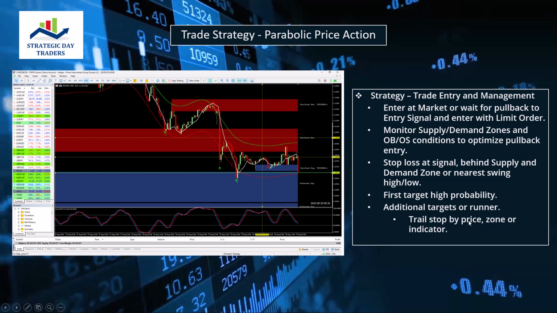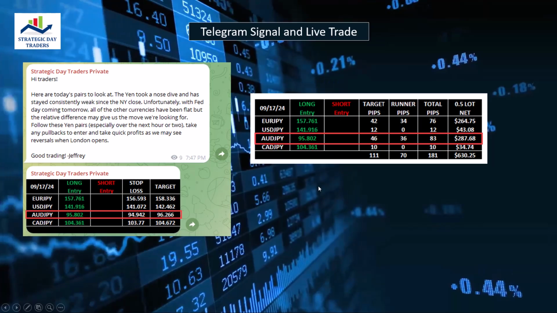You can if you want as a runner, and you can follow that runner either trailing it by price, by the supply and demand zones, or attaching it to an actual indicator. And I typically use the linear regression moving average when I'm attaching it to an indicator.